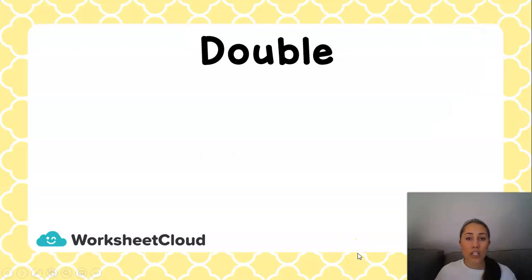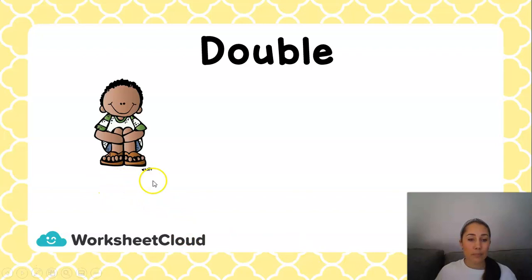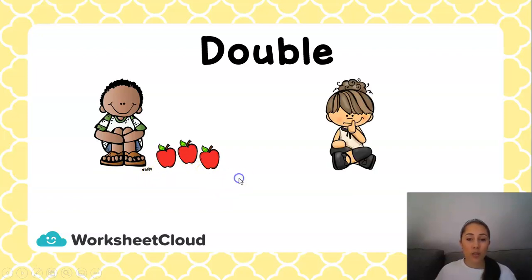So what does double actually mean? Double means that I take a number and I add the same number to it. So let's look at an example. Here is Peter, and Peter is sitting on the floor, and next to Peter there are 3 apples. And if I want to double 3, I'm going to just add another 3 to it. So here's Sarah, and I'm going to add 3 apples. So if I've doubled 3, I have 6 because I've said the 3 plus itself, another 3.